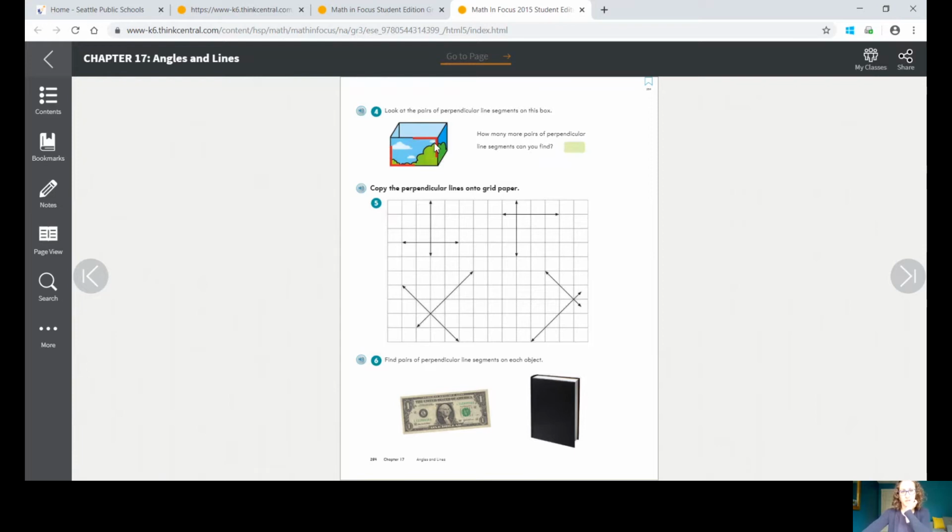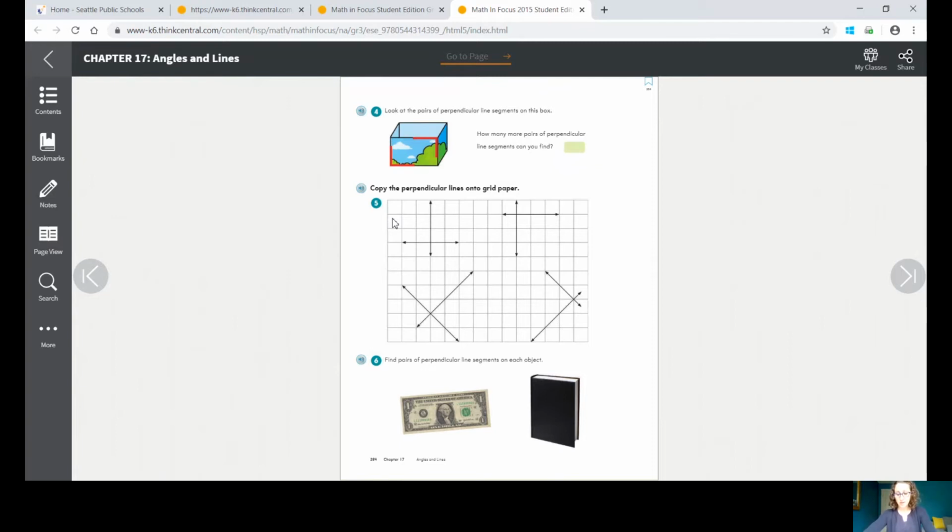There's going to be at least two because you're going to see them right up front, but then keep in mind that you've got a side here, you've got a side here, and you've got a side over here that you really can't even see, but you can definitely see those ones are highlighted for you. But look at all those corners on all those boxes. That's a lot. Number 5, this one says copy the perpendicular lines onto grid paper. I know that most people probably do not have grid paper at home. I surely don't either. So we're not actually going to do that.